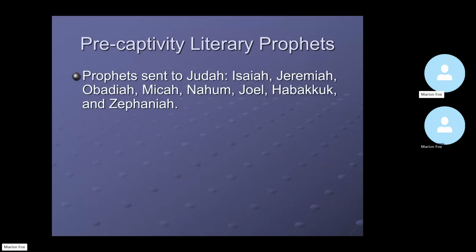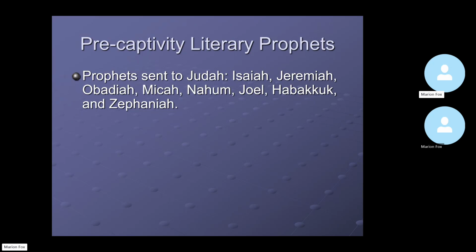I think there's a possibility, we'll come back to it in just a minute, that some of these non-literary prophets may have written parts of the scriptures, but we'll come back to that later. Prophets sent to Judah. So let's look at the pre-captivity literary prophets. And that would be, first of all, prophets sent to Judah. That would be Isaiah, Jeremiah, Obadiah, Micah, Nahum, Joel, Habakkuk, and Zephaniah.